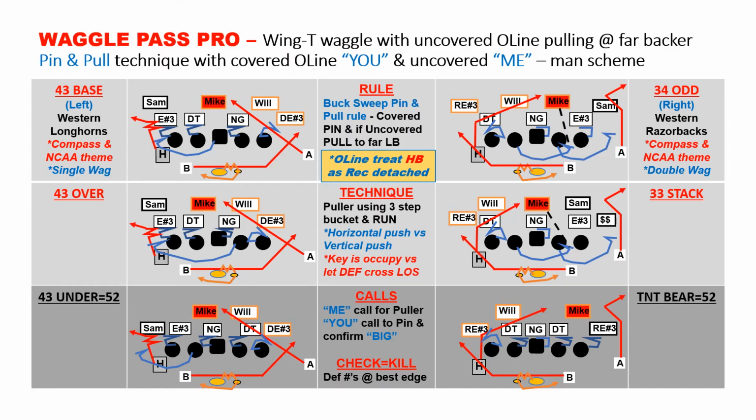Along with the outside gap family number 3, we go ahead and use our waggle pass pro because it is exactly the same rules as our pin and pull sweep. So again, we'll use the buck sweep, pin and pull, covered, uncovered, and still use our you-me calls. One key point though is when you are running this towards the H-back, the tackle has to know that the H is going to free release and is not part of the pin and pull blocking scheme.